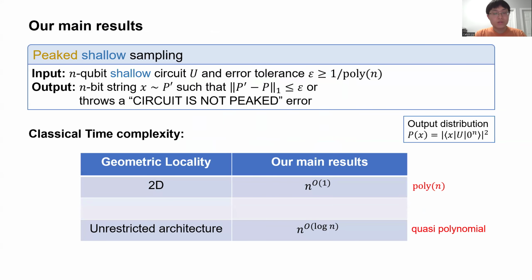For general unrestricted peaked shallow circuits, we give a quasi-polynomial time algorithm, that is n to the O(log n) time. What's in between polynomial and quasi-polynomial? For 3D and higher constant spatial dimension, our algorithm runs in almost polynomial time. In fact, n to the O(log n) time.